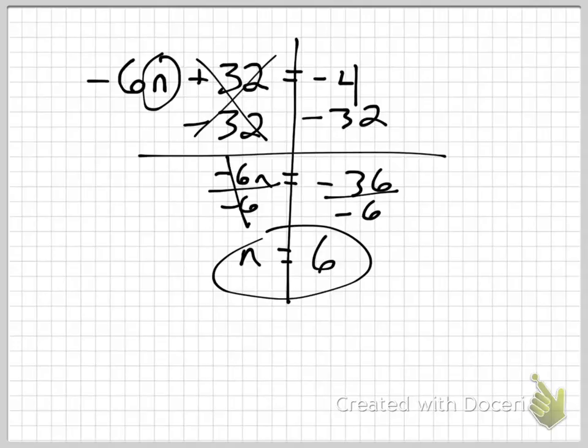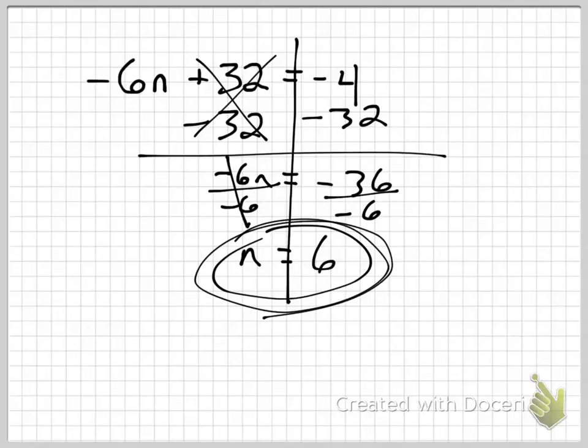Let's go back up here and see. If n was 6, which is what we say it is down here, right? What is negative 6 times 6? That would be negative 36. That means there's 36 negative poker chips on the table, and then you add 32 positive poker chips on the table. What do I have left when I eliminate them? 4 negative poker chips, which is what we said. Make sense? We did it right. Any questions about this?